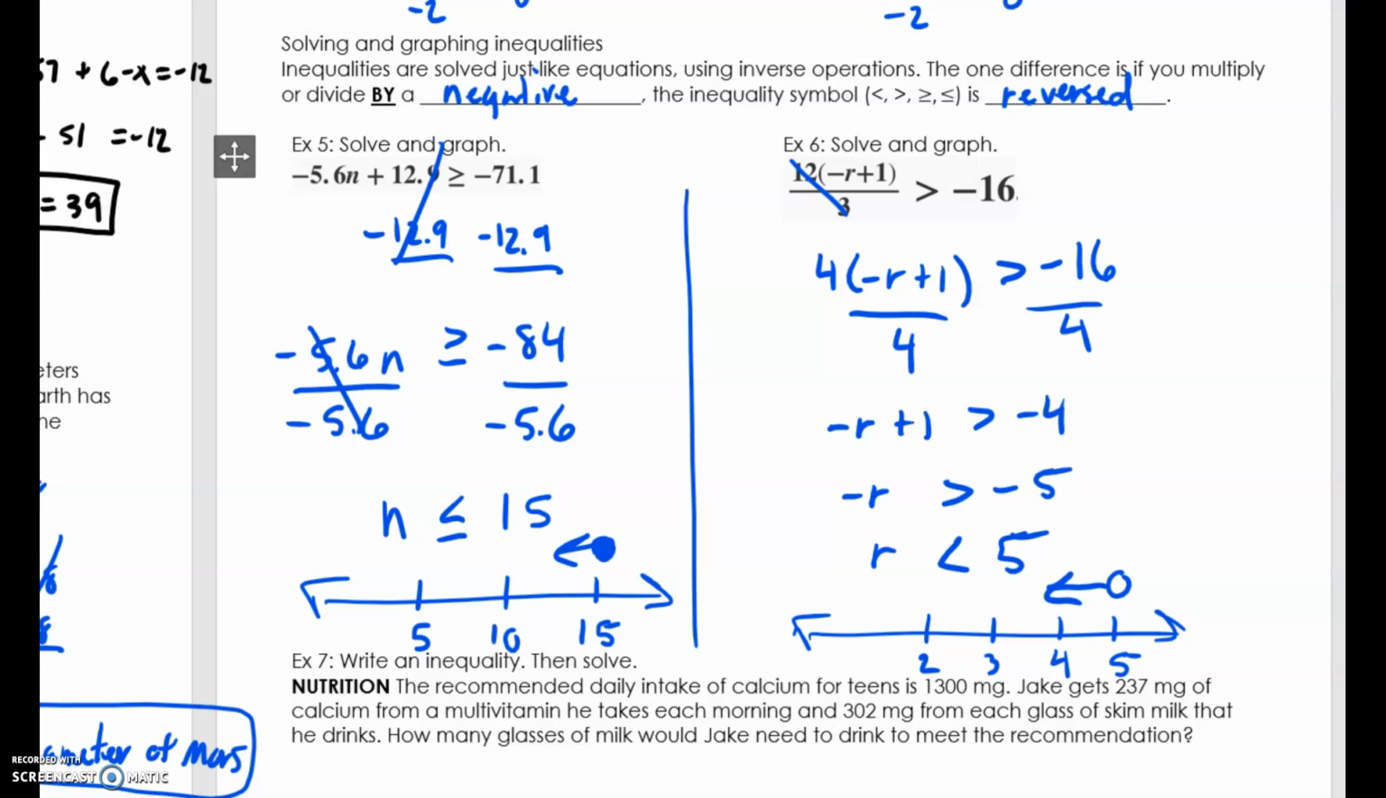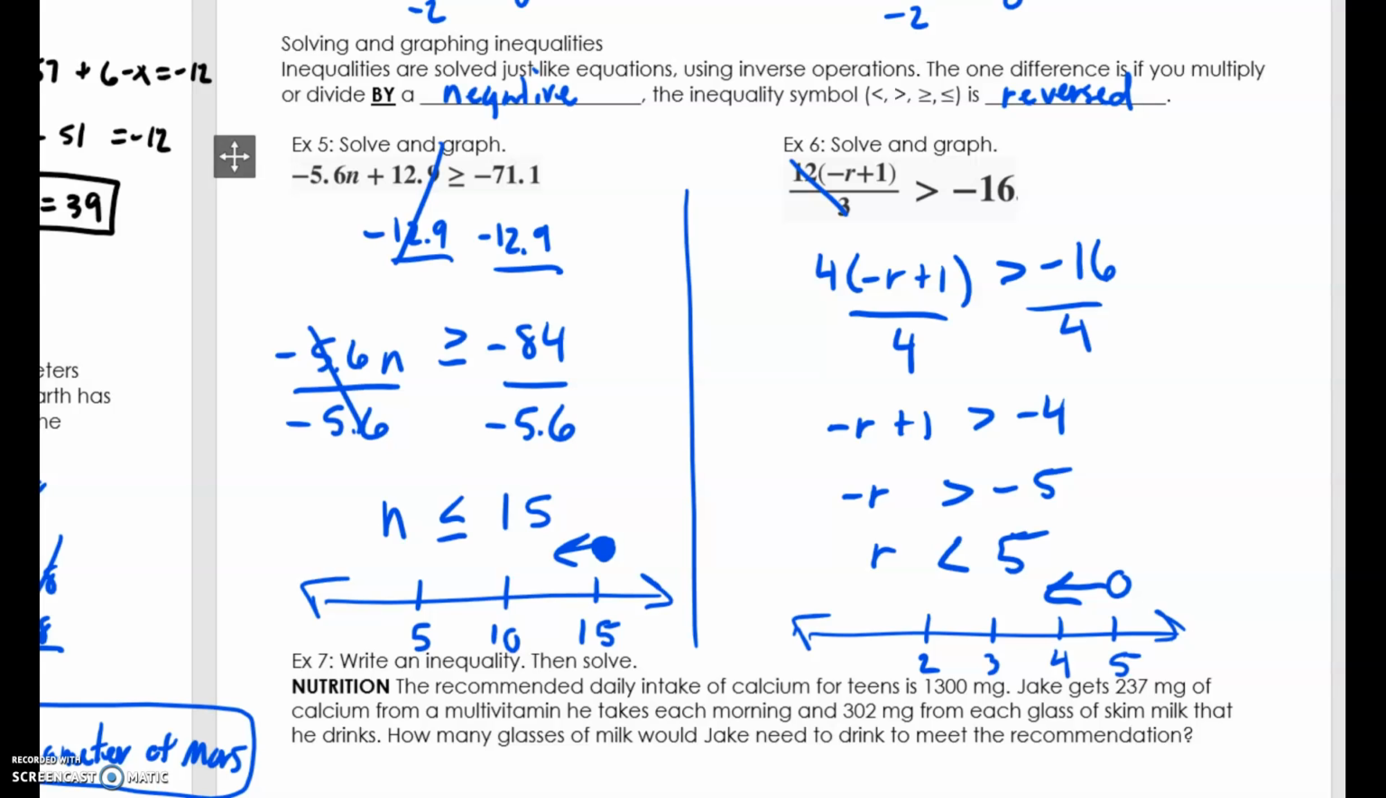Number 6, I didn't really like that problem, but this is how I would do this one. I would actually just start off by simplifying, because I have 12 over 3, so that reduces down to 4. And then I divided both sides by 4. And then I got negative r plus 1 is greater than negative 4. I subtracted 1 from both sides and got negative r is greater than negative 5. And then I did divide by a negative 1 to get the r by itself, and I got r is less than 5.